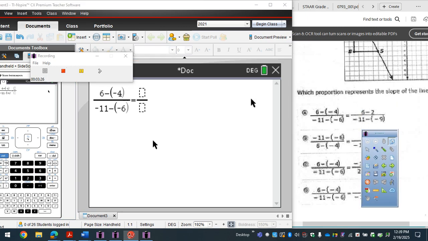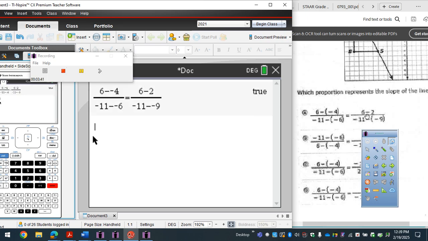Over here, we're going to have 6 minus 2. Then here we have a -11 minus a -9 and enter. So that's my answer. Luckily on that one I just put the whole thing in the calculator, and when it says true, that's your answer.